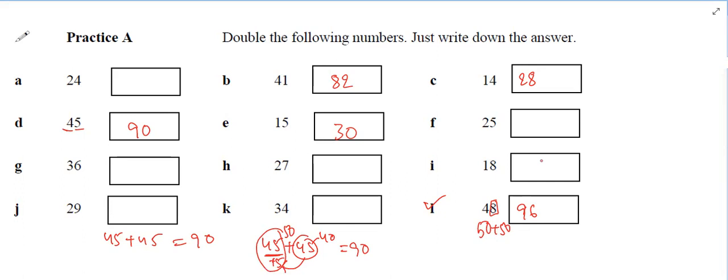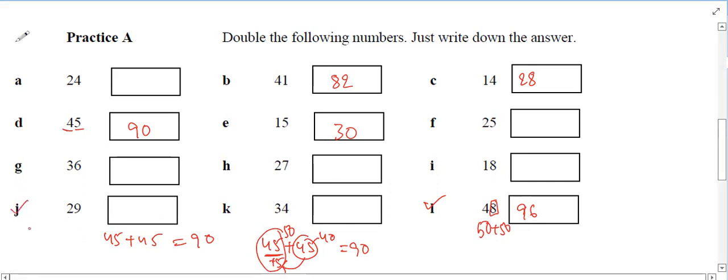Then Shreyasi. Yes, sir. Which one, sir? J. Okay. So 29 plus 29 we can do. We can take the reference of 30. 30 plus 30 is 60, sir. Then if we subtract 2 from both the places, it becomes 58. 58, yes.